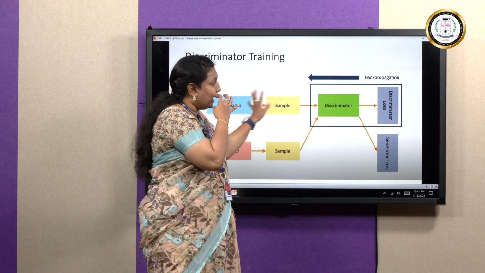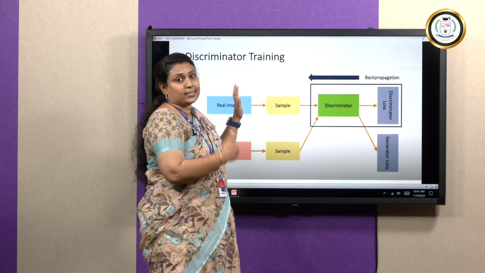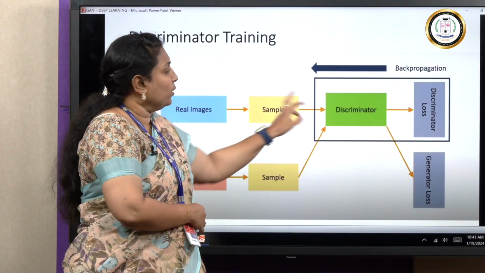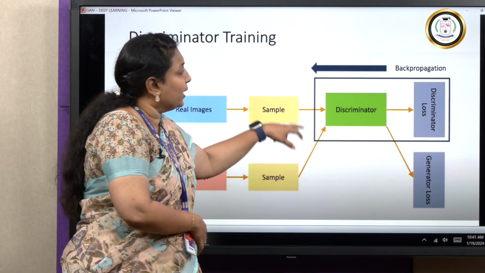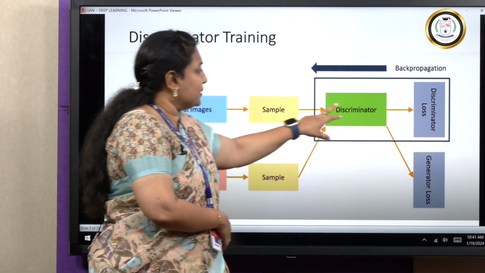Here both the generator and the discriminator should be trained separately in this neural network model. Now the training of the discriminator, the same process. Here I am taking the real images, samples, and the discriminator.